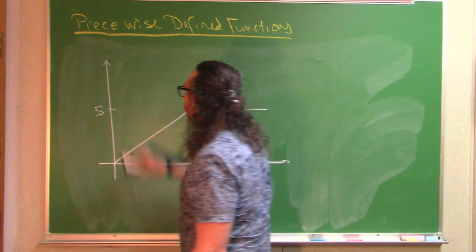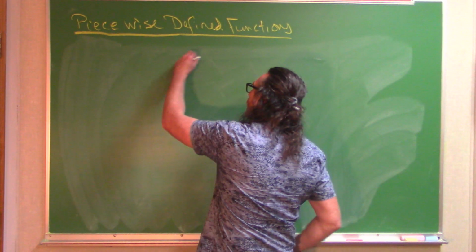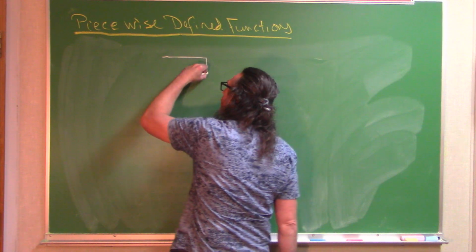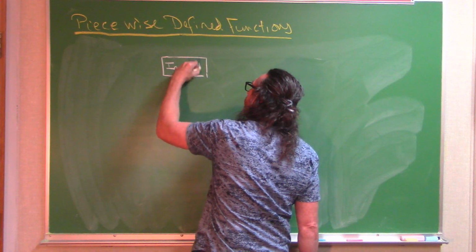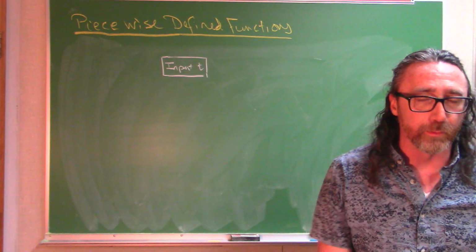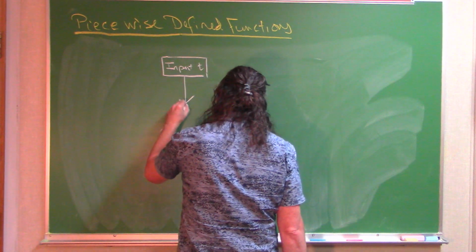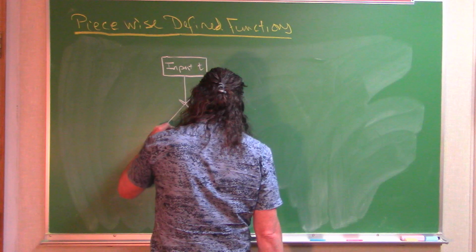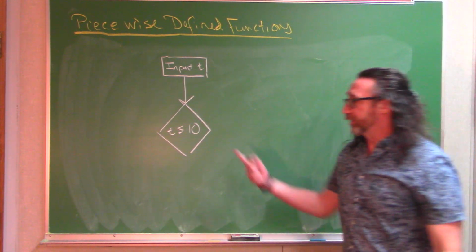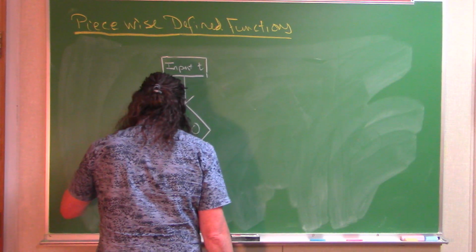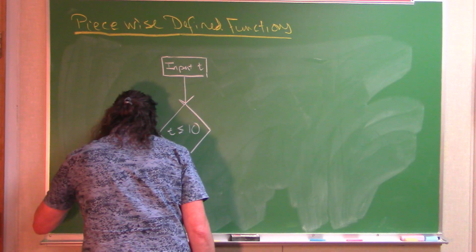So we might say there's basically a decision being made. You're going to input T, and then we have a choice to make. We're looking at this comparison: is T less than or equal to 10? If our answer to this question is yes, then here's how we find our output.